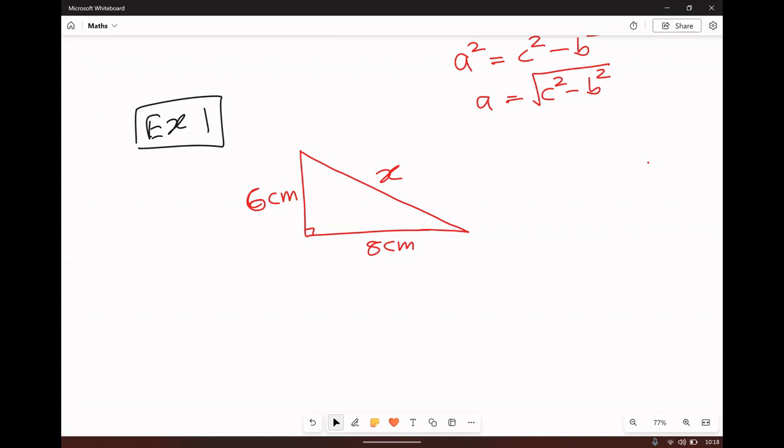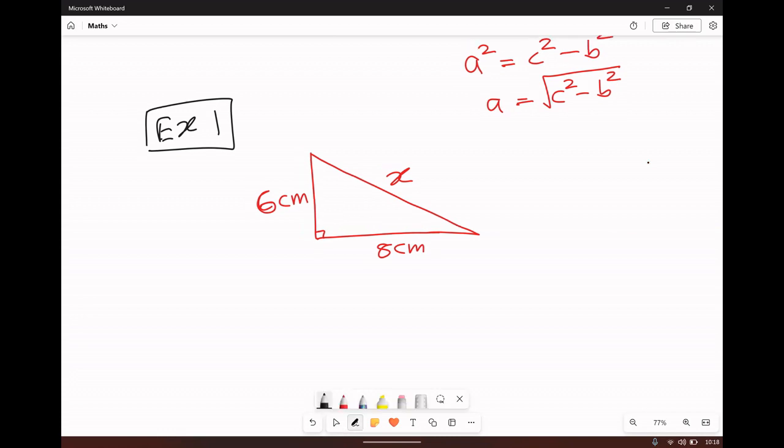So let's look at one of the simplest possible examples for the Pythagoras theorem. Here we have a right angle triangle, and we know the lengths of two sides actually. We don't know the length of the hypotenuse, but we know the other two sides, 6 centimeters and 8 centimeters. So then we can apply the Pythagoras theorem. We know that the Pythagoras theorem says that the square of the length of the hypotenuse is equal to the sum of the squares of the lengths of the other two sides.